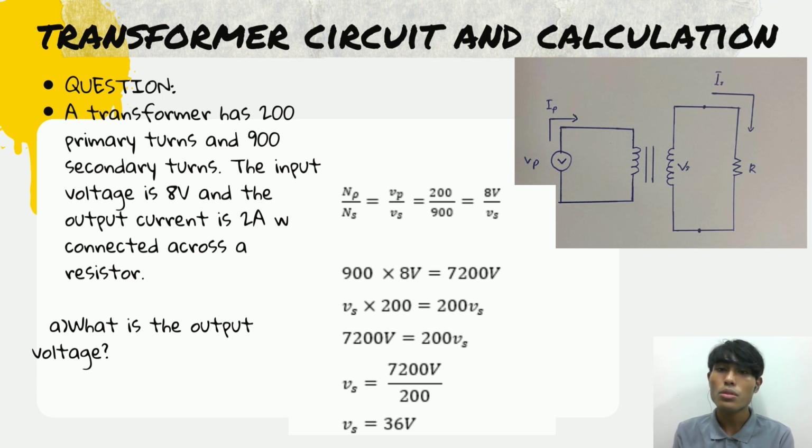We want to calculate the voltage secondary. So 7200 volt will be divided with 200, and the result will be 36 volt. Okay, that is the result for question A: what is the output voltage?